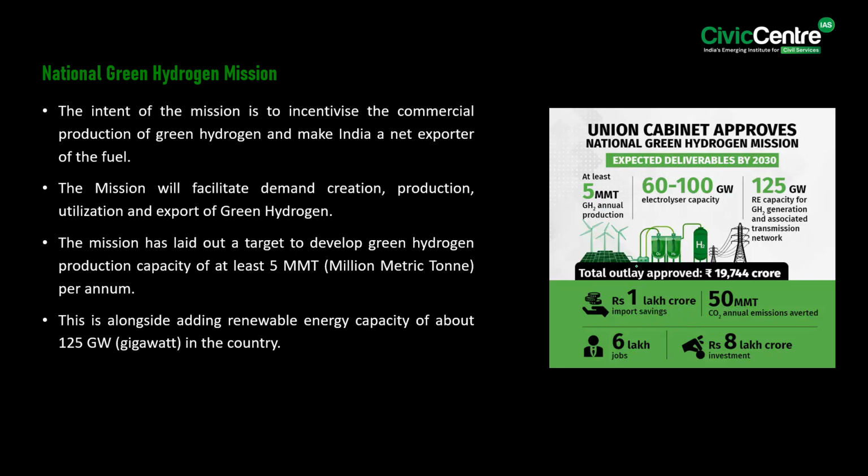Firstly, talking about the National Green Hydrogen Mission, see, the intent of the mission is to incentivize the commercial production of green hydrogen and make India a net exporter of the fuel. Know that the mission will facilitate demand creation, production, utilization, and export of green hydrogen. Furthermore, the mission has laid out a target to develop green hydrogen production capacity of at least 5 million metric tonnes per annum. Notably, this is alongside adding renewable energy capacity of about 125 gigawatt in the country.